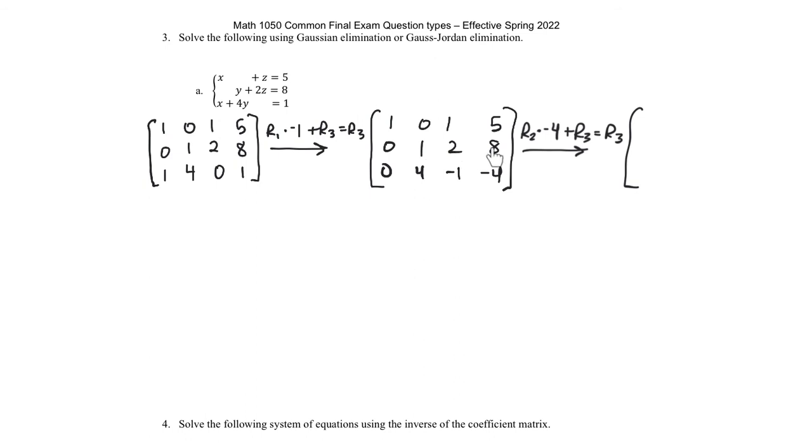So everything in row 2 gets multiplied by -4, starting to the farthest left. So 0 times -4 is 0, 0 plus 0 is 0. 1 times -4 is -4, plus 4 is 0. 2 times -4 is -8, plus -1 is -9. 8 times -4 is -32, plus -4 is -36.